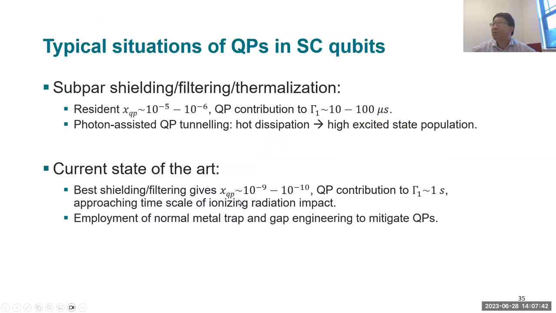Okay, just to give you a sense of the magnitude of these problems. Typically, if you have not very good shielding, filtering, or thermalization in your system, you're generally looking at a resonant quasi-particle density on the order of 10 to the minus 5 to 10 to the minus 6. This is going to give you a contribution to, maybe I should say T1 instead of gamma 1, sorry, the quasi-particle contribution to your T1 time will be on the order of 10 to 100 microseconds. And this will limit the lifetime of your qubit, even if you have good dielectric materials.